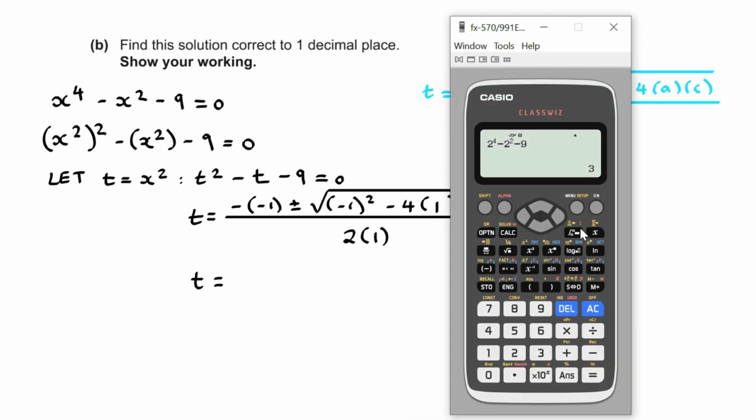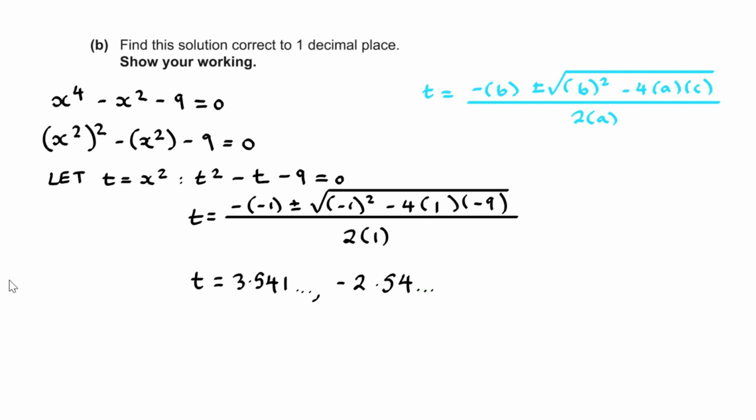Of course, if you've got a class quiz you can just directly use your calculator. We've got t squared minus t minus 9. So therefore t is either equal to 3.541, etc. So let's store this into A. And for the other value, we've got minus 2.54, etc. Let's store this into B.